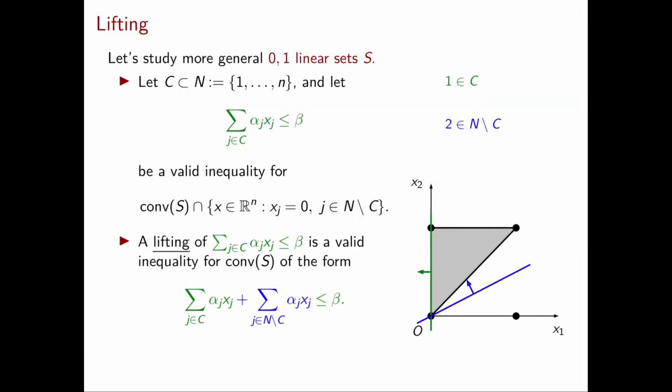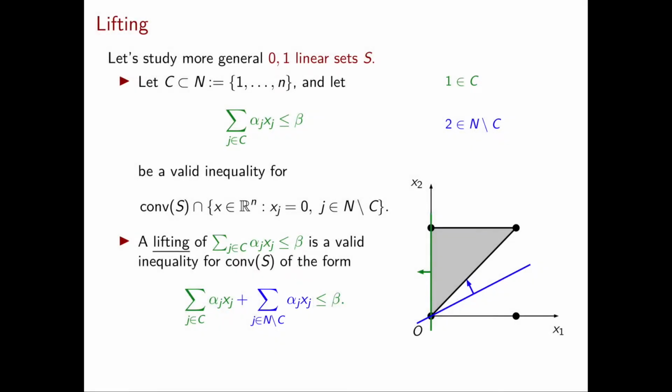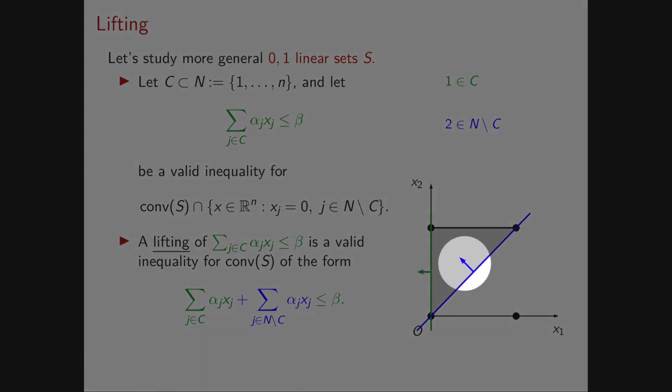However, this inequality here in blue is instead a lifting of the original green inequality because it's valid for the triangle, and you can check it is of this form. And also here, in order to obtain the best possible inequality, we need to maximize the coefficient alpha 2. And if we do so, we obtain this blue inequality here.